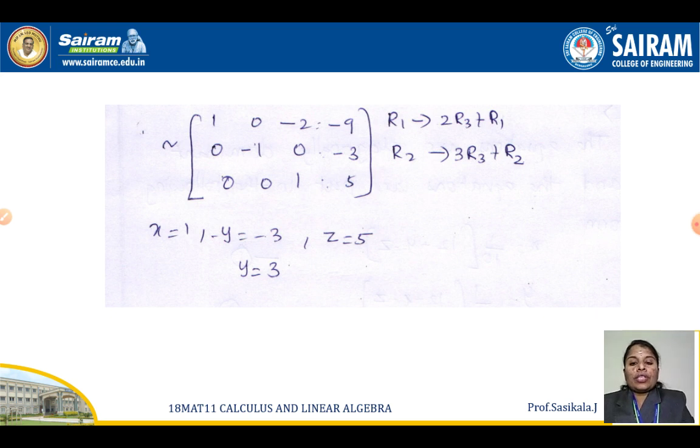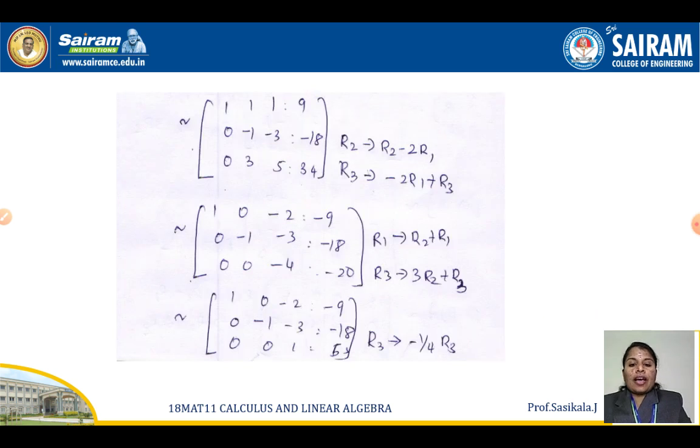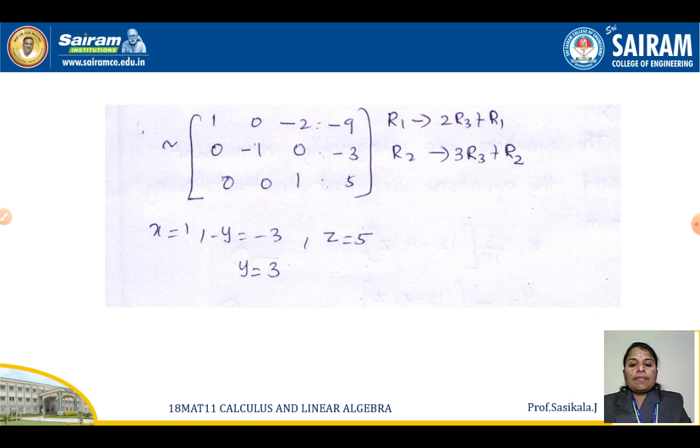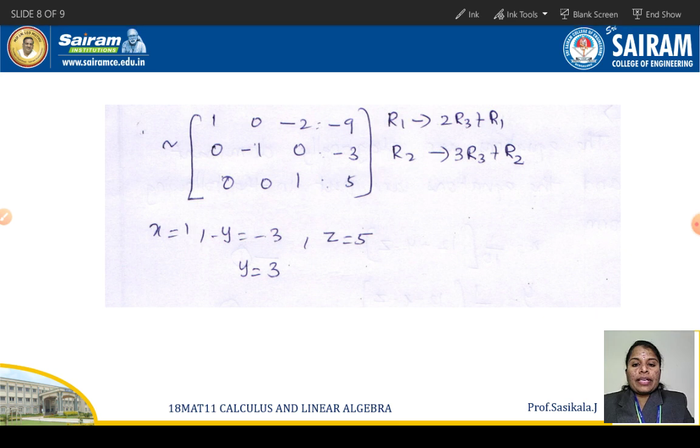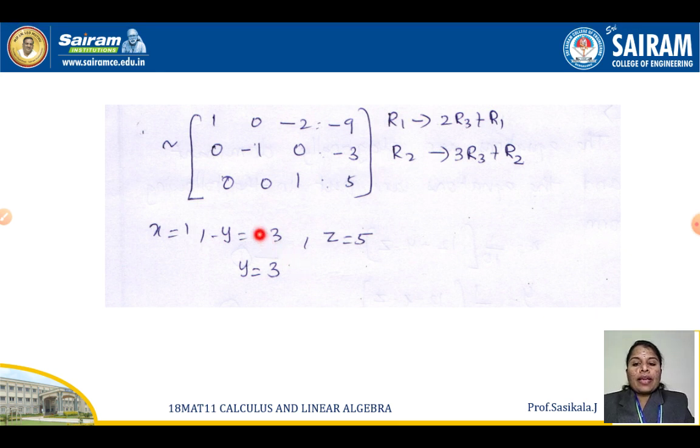Third row, second row, third element. So that is what is written. R1 implies 2 into R3 plus R1. Okay, so you can multiply 2 and 10. So 1 will remain the same, 0, 2 minus 2 will be 0, and then 10, and the remaining term is minus 9. The next one, here we made it 0, so 1 minus 1 is 0, then I'll get minus 3, because R2 implies 3 into R3 plus R2.